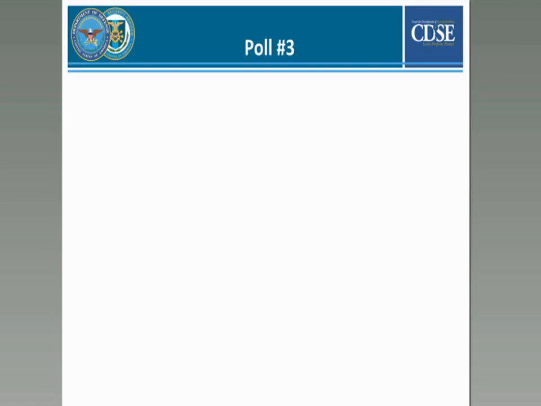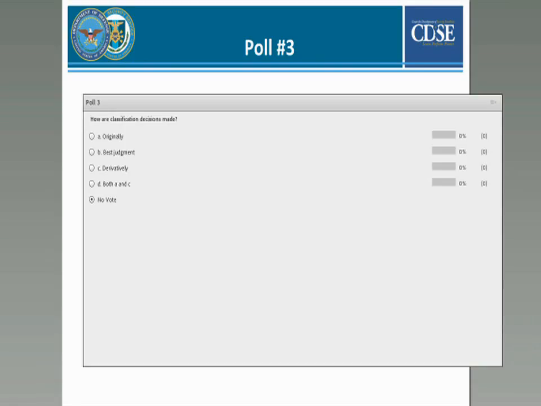It's been a while since we've had a poll question, so let's take another one. In this question, think back to the OCA basics we discussed earlier in the presentation. How are classification decisions made?